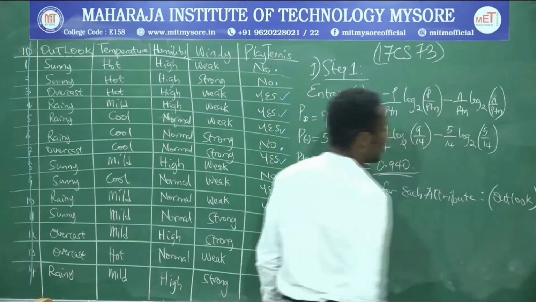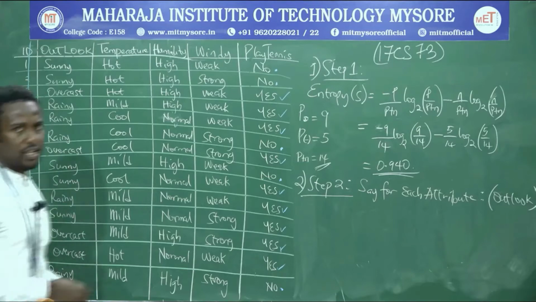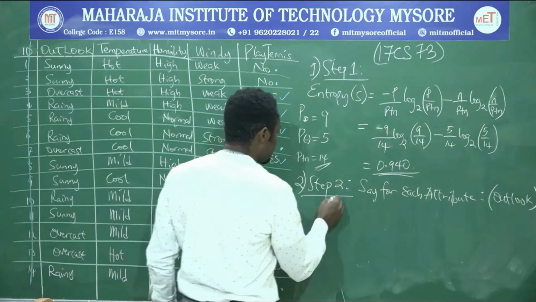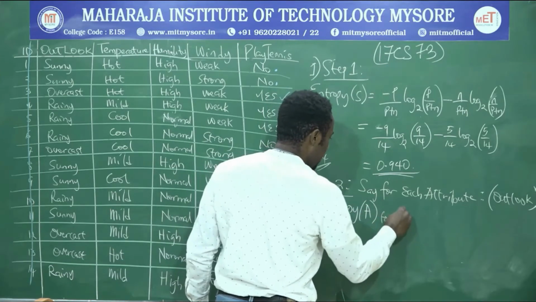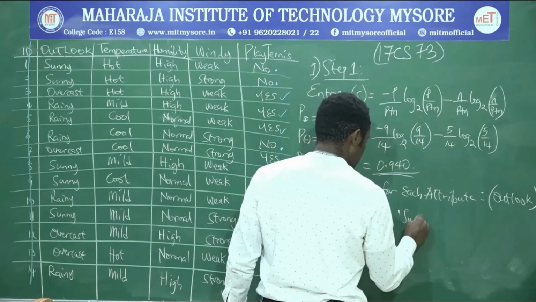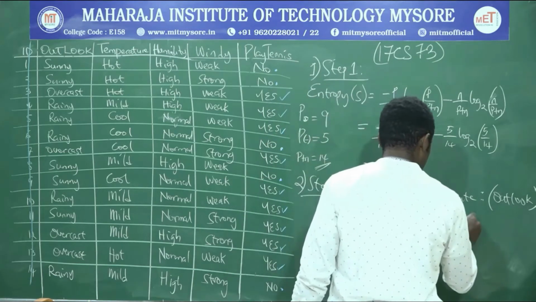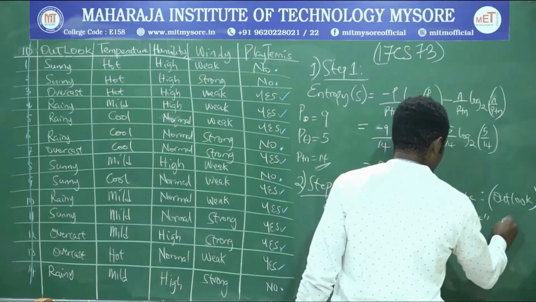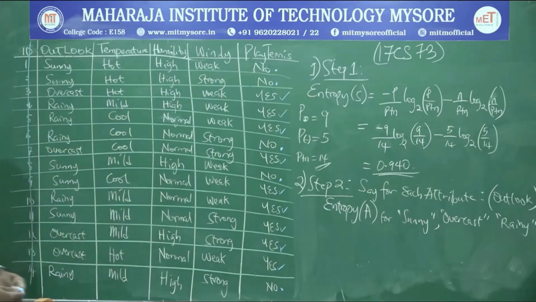If we take outlook, what are the entropies of A now? It means the subsets or subgroups of this attribute outlook, which are sunny, overcast, and rainy. So we need to calculate the entropy for sunny, overcast, and rainy. How would this be possible if we don't make a smaller subset? So what we do now is we make small tables.